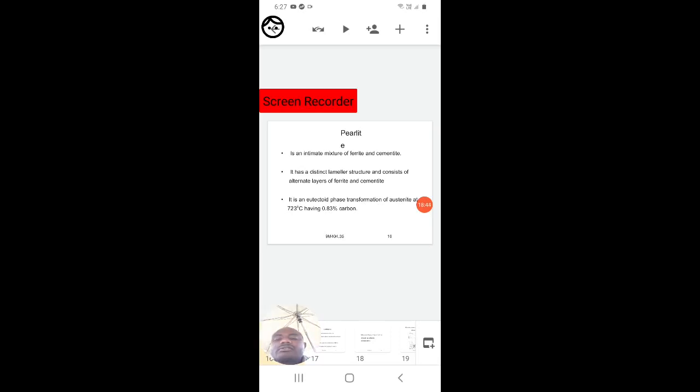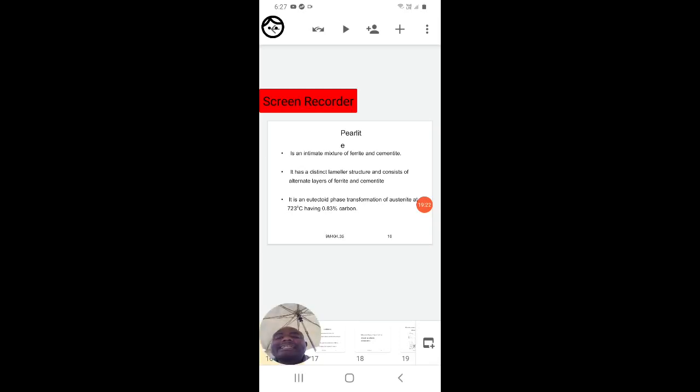And consists of alternate layers of ferrite and cementite. So it is a eutectoid phase transformation of austenite at 723 degrees centigrade and having 0.83 percentage of carbon. So you see the iron carbon equilibrium diagram. This is easy to understand. First you will see which composition and which temperature it occurs. That is very important.